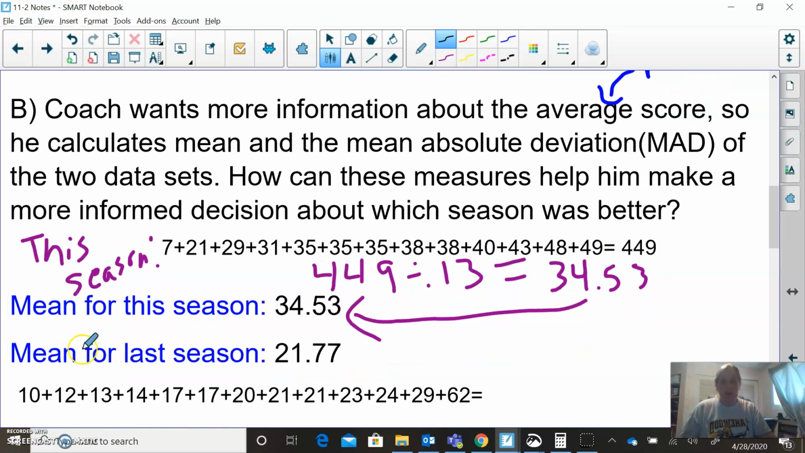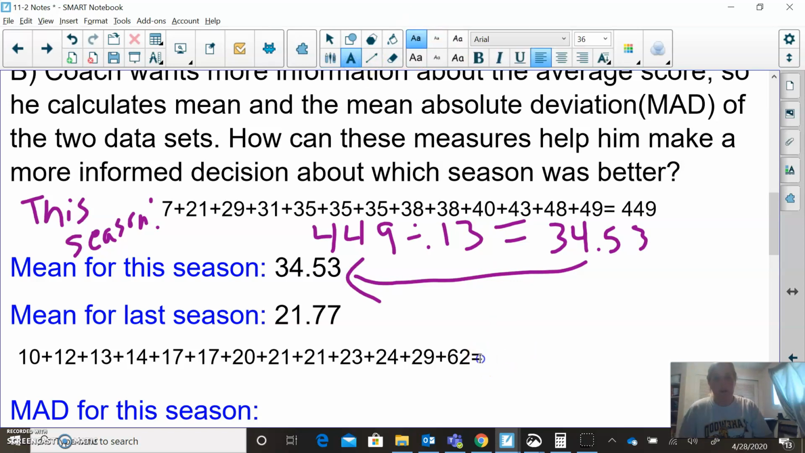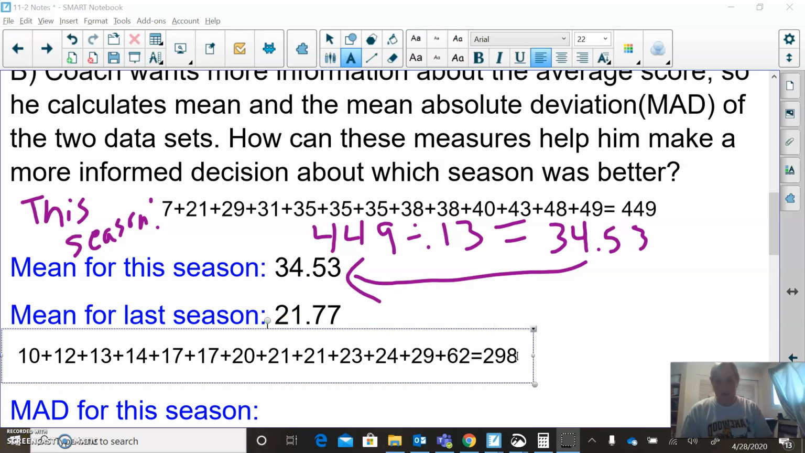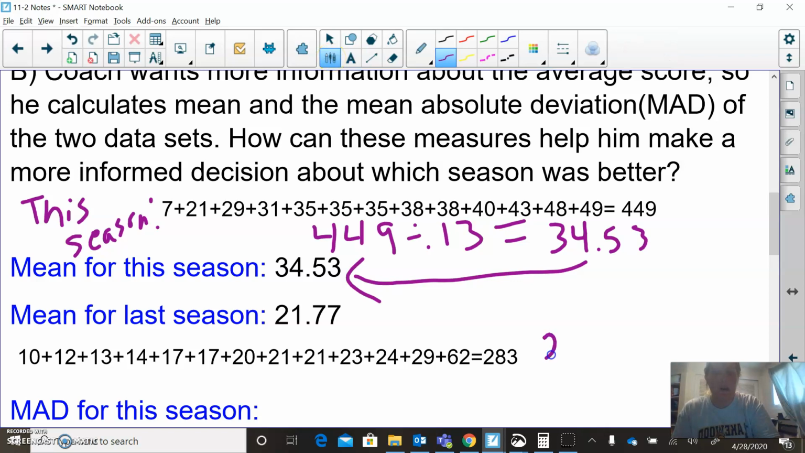So we can do the same for last season. The mean for last season. All I did was add all the numbers together. And when I added all the numbers together, I got 298. Excuse me, I actually got 283. I added incorrectly on my calculator. Hey, we all make mistakes, okay? And then again, you are going to take that 283 and divide by 13 because we have 13 data points. We played 13 games.